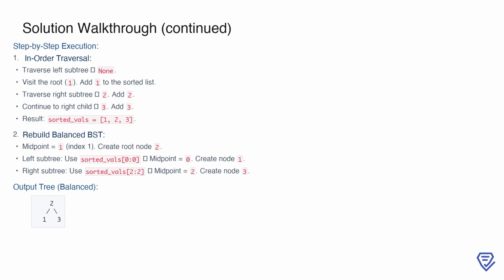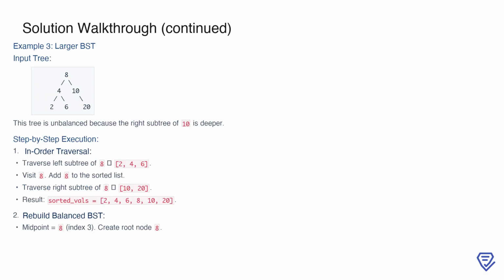The output is a balanced binary search tree with 2 as the root, 1 as the left child, and 3 as the right child. Now, let's look at a larger, unbalanced binary search tree. Here, the root is 8, with 4 and 10 as its children. Node 4 has its own children, 2 and 6, and node 10 has a single right child, 20. This tree is unbalanced because the right subtree of node 10 is deeper than the left subtree.